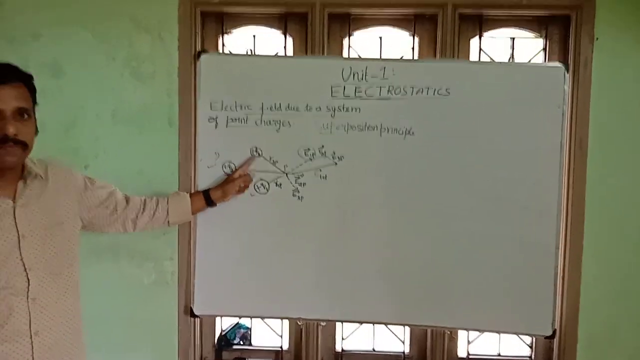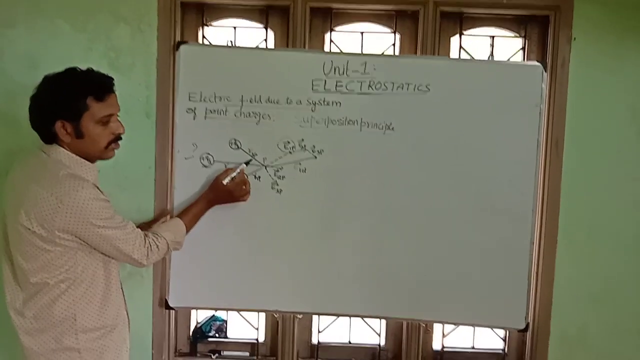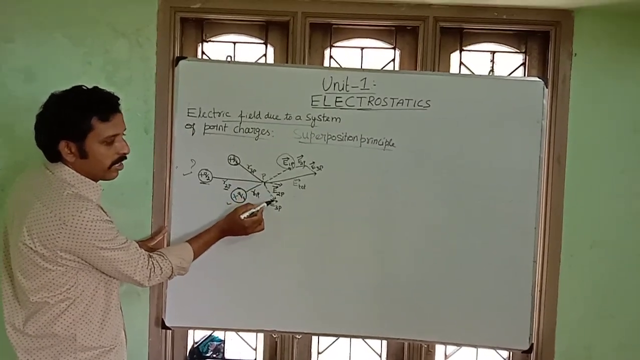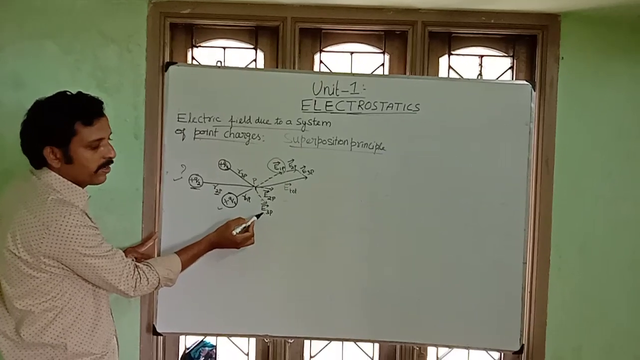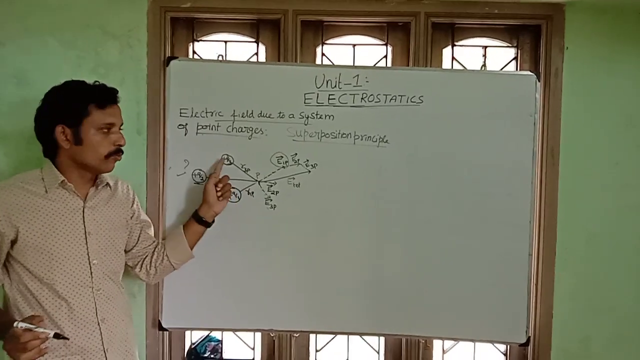Similarly for Q3. Q3 is the charge. Find out the electric field. Dotted lines are drawn. This is the E vector 3P, the electric field due to Q3.